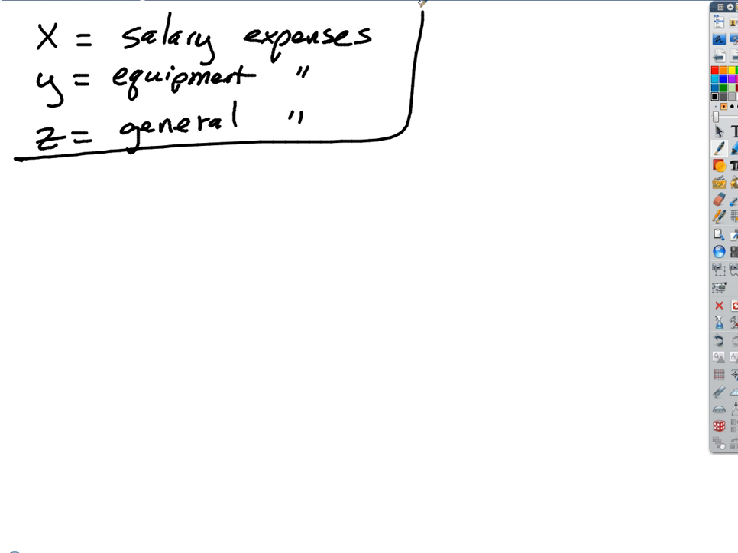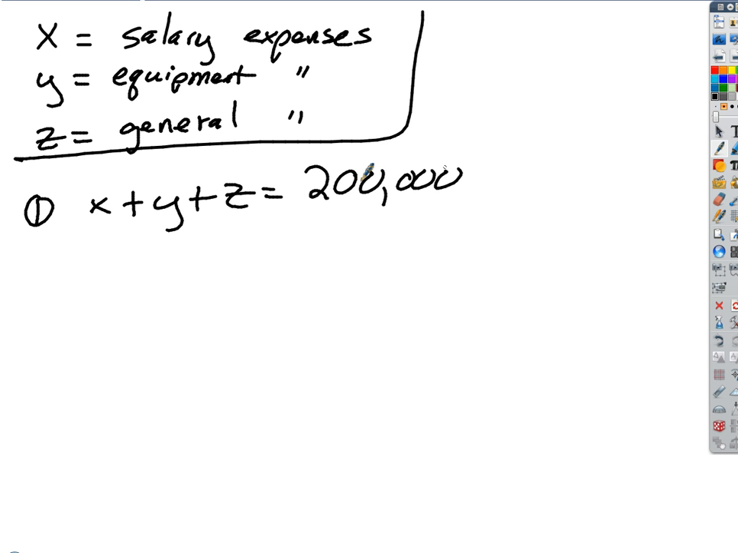Now, if they tell us that we have 200,000, we're always looking, they won't all have this, but remember, we're always looking to see if there's a really easy equation that's just a sum of all the variables. In this case, it says we have $200,000 to spend on salaries, equipment, and general maintenance. So that's equation 1, isn't it? The first one is just x plus y plus z is 200,000, right?